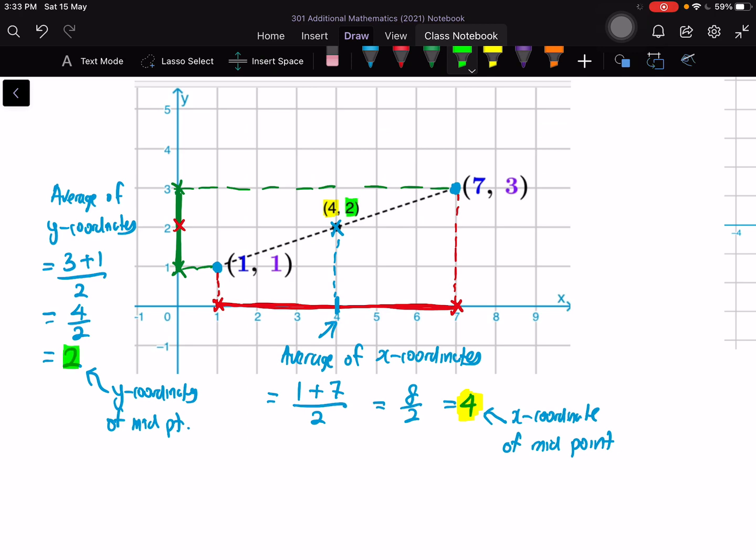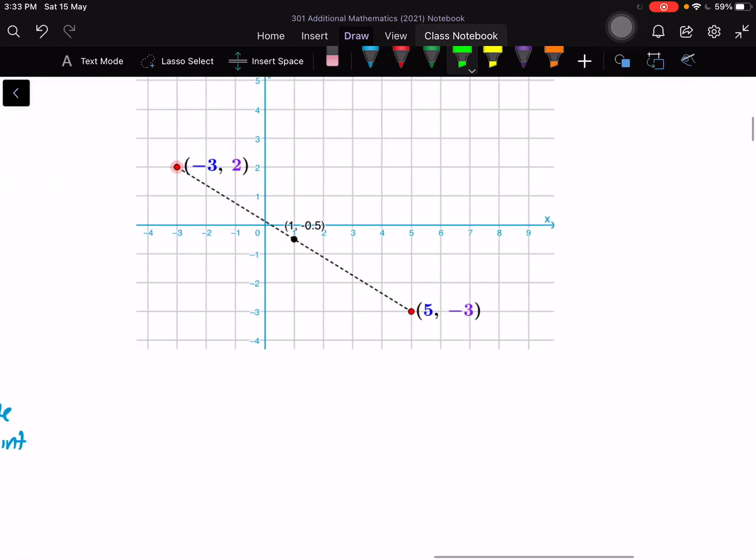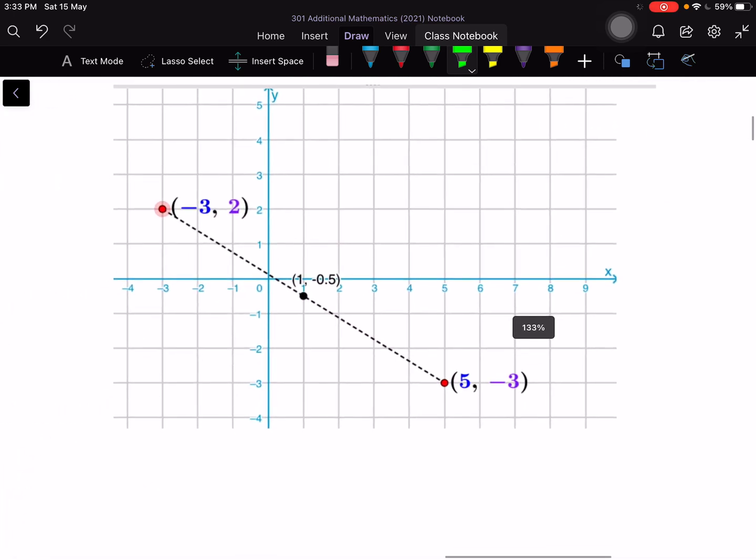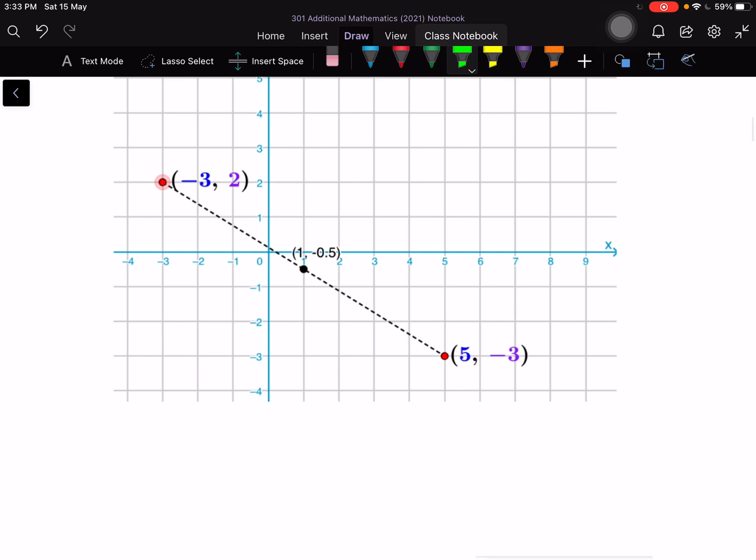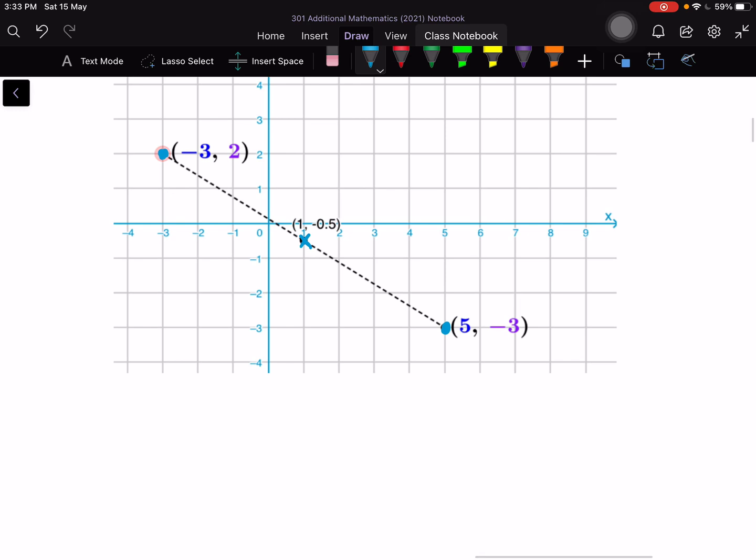Okay, let's look at another example and see whether this is still applicable. So let's take a look at this example over here. Let's try to see whether we are able to find the midpoint. The midpoint is over here. The two endpoints are (-3, 2) and (5, -3). So let's try to find the x coordinate of the midpoint.